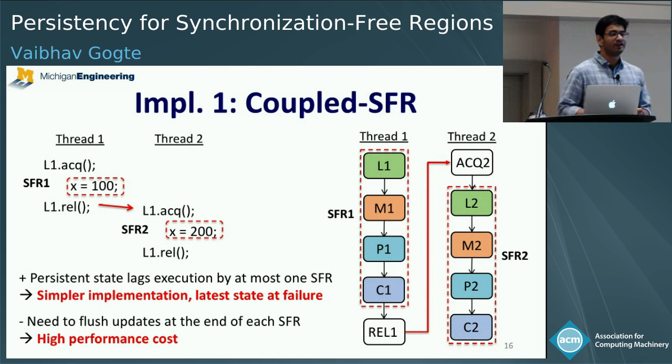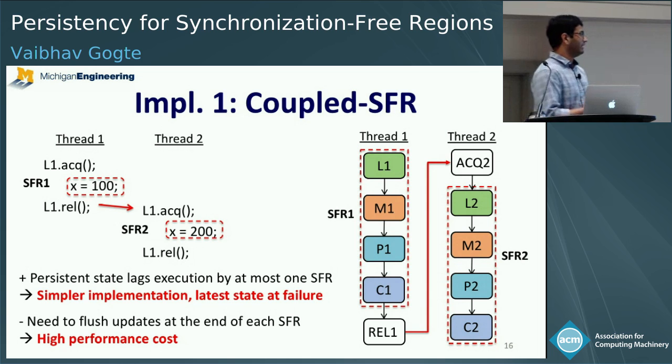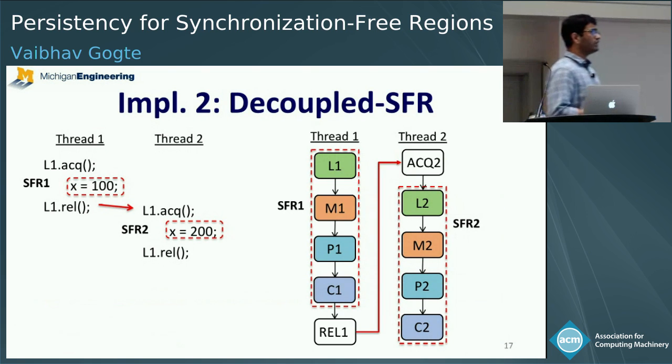This coupled SFR allows for a simpler implementation. Persistent state is coupled with that of current execution, and it lags that of execution by at most one ongoing SFR. Thus, in case of failure, we are guaranteed to achieve the latest state of program as it was before the failure. However, this comes at a performance cost. Recall that this step P1, where we flush updates to the persistent memory, is a high latency operation. And here, we perform that in a critical execution path, as a result of which coupled SFR suffers from a high performance cost. We solve that in our next implementation, which is decoupled SFR.